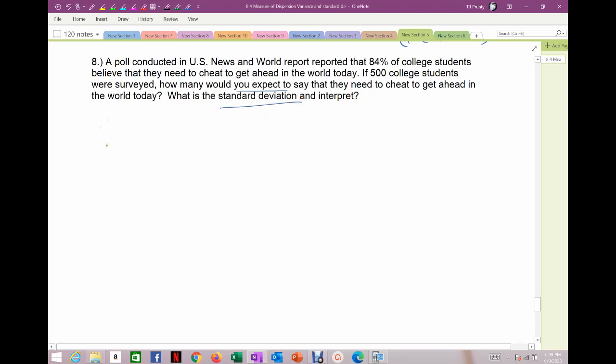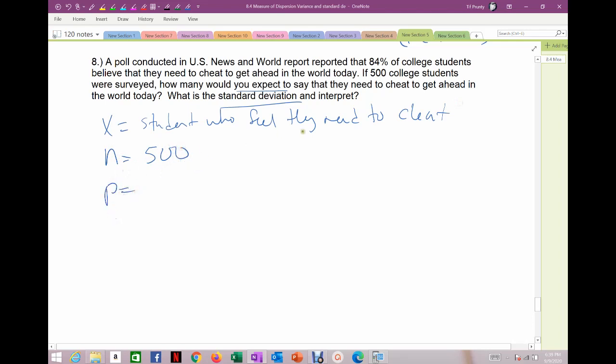Now, first thing, again, with these, is you have to recognize it's the binomial case. Either students have to feel like they need to cheat, or they don't, right? Those are the two options. And so X would be the students who feel they need to cheat to get ahead. Just going to put cheat. N, we're surveying 500. Probability that they land in that category was 0.84. Probability they don't feel that way would be 1 minus 0.84, which would be 0.16.